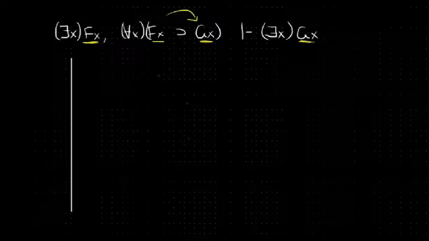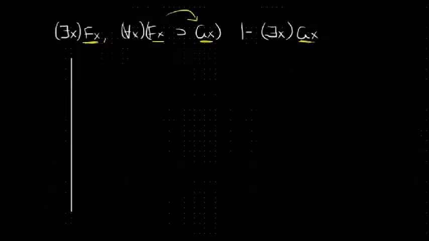Now our issue is that when we were doing propositional logic, what we might have done is just said, well, if we've got, let's draw a little scope bar here.